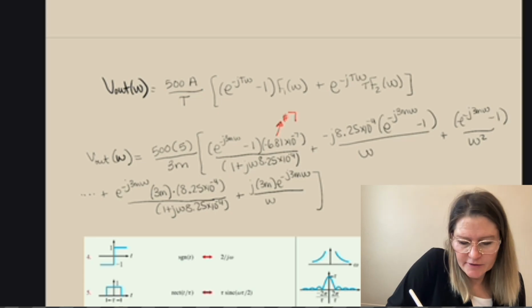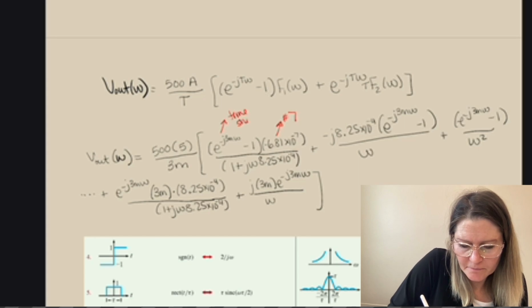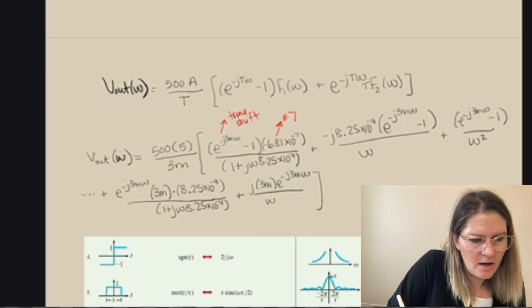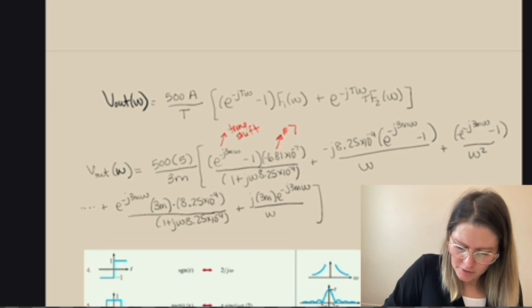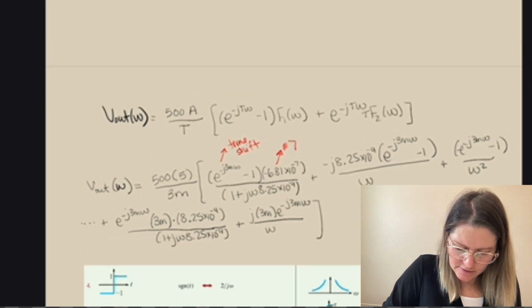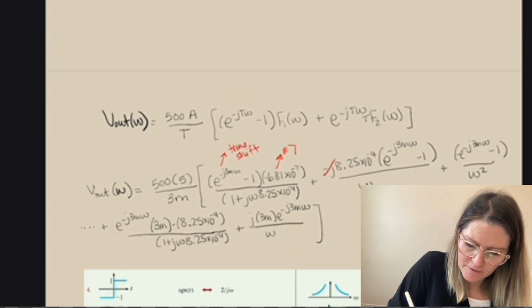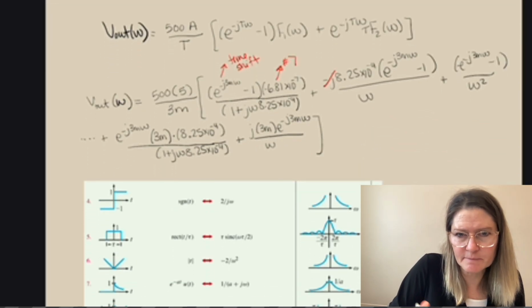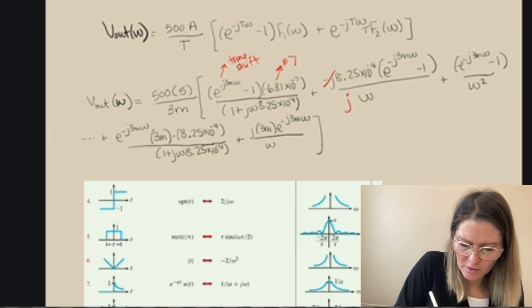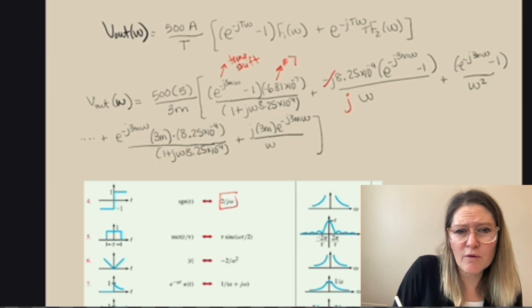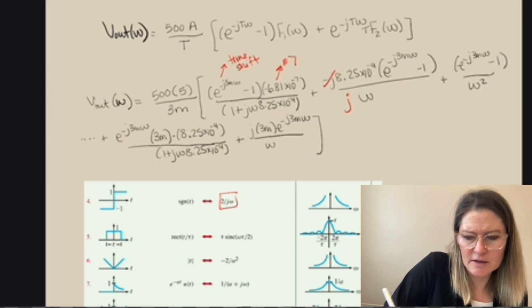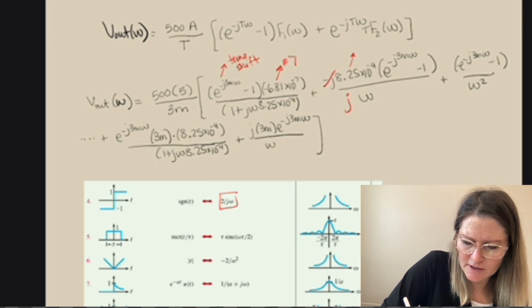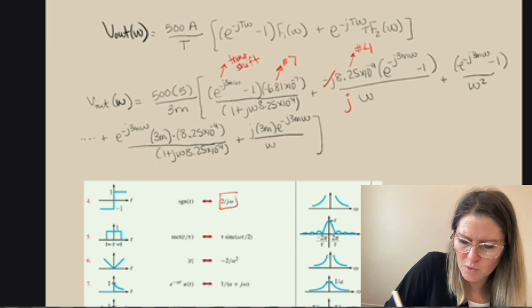And this one is going to just give me a time shift. And this one is going to be over omega, which is, if I move this down, the minus j becomes a positive j. And so 2 over j omega ends up being this number 4, which is a sine. So this will be number 4.